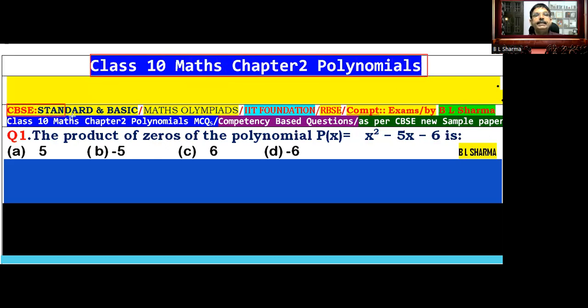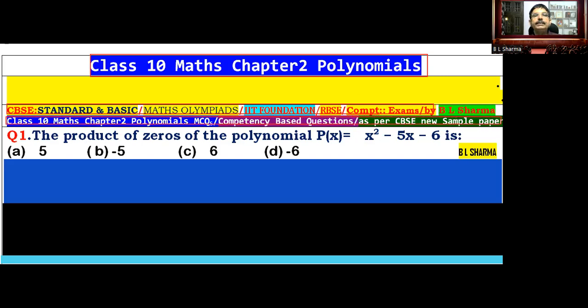For CBSE Standard and Basic Mathematics, the students who are preparing for Standard or Basic Mathematics, for various mathematics Olympiads, for IIT Foundation, for Rajasthan Board, and for any other competitive examination. And this is Class 10th Mathematics, Chapter 2, Polynomials, multiple choice questions, some competency-based questions as per the CBSE new sample papers.